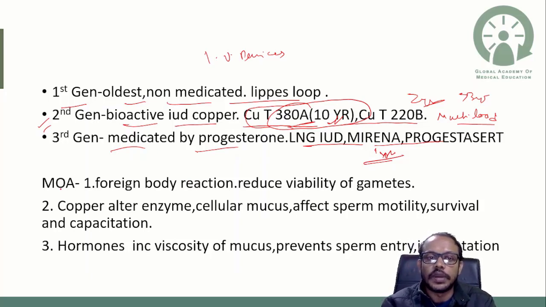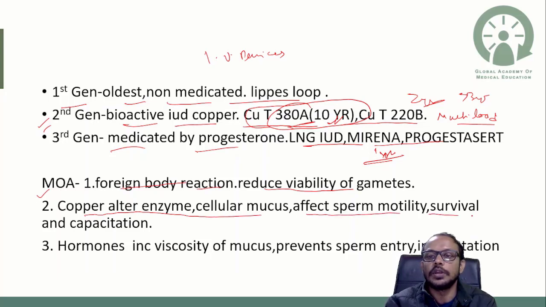What is the mechanism of action of the IUDs? Sometimes it has been asked in the question. Foreign body reaction is the main mechanism. It reduces the viability of gametes. The other is for copper containing IUDs. Copper alters the enzyme and cellular mucus effect and affects sperm motility, and survival and capacitation of sperm is impaired. And hormones increase the viscosity of the mucus in the third generation progesterone devices, and prevent the sperm entry and implantation. Okay.